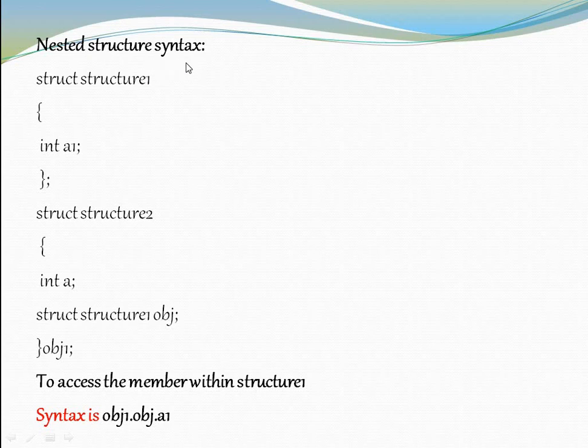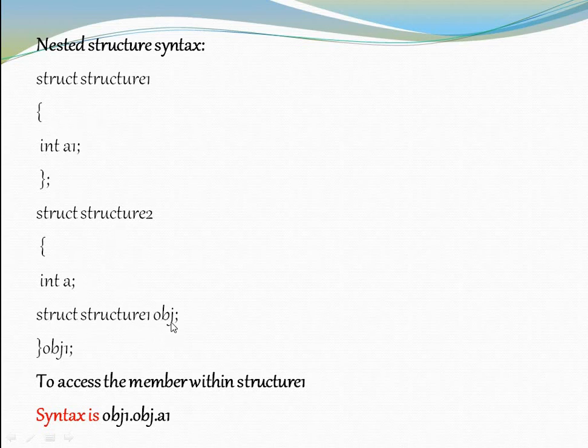Before going there, see the syntax. Structure 1, open curly, int a1, close; structure 2, open curly, int a. So this is one structure, and this is going to be our main structure. Inside the main structure we are creating the object, that is, the variable name for this structure.